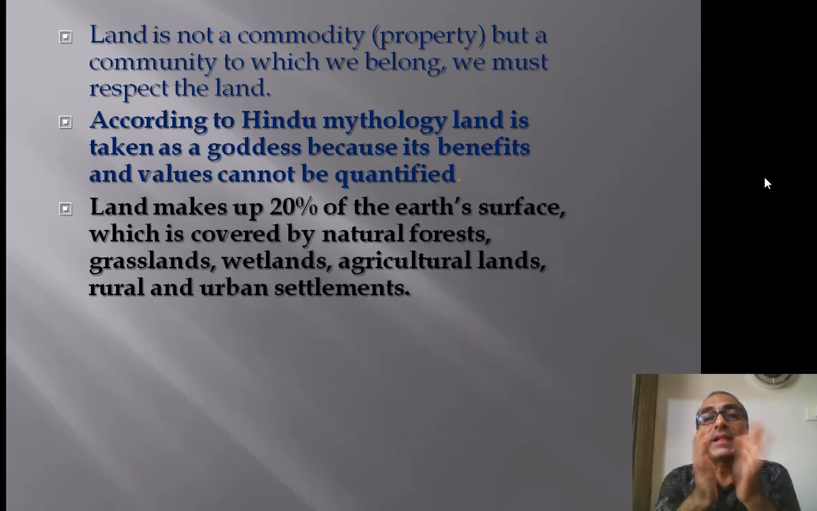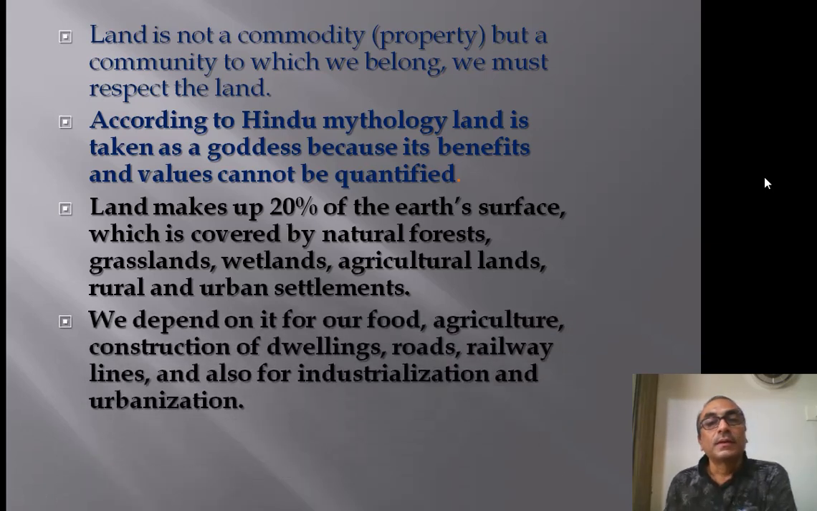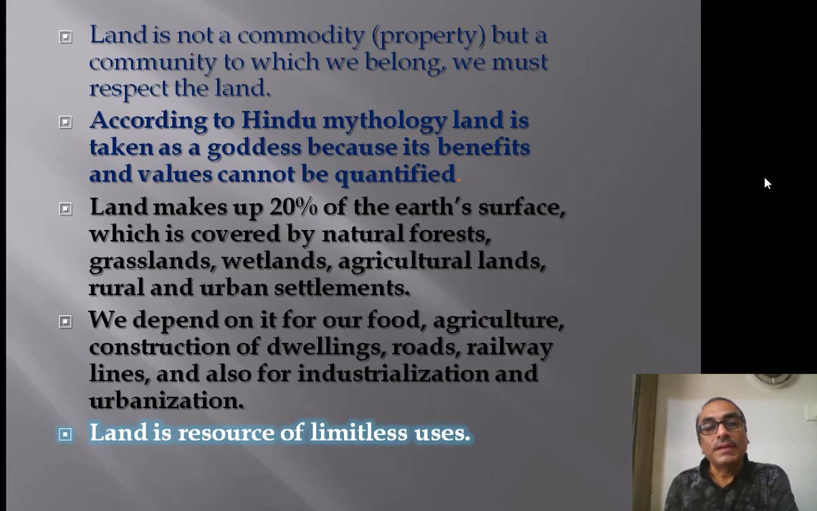Land makes up 20% of the earth's surface, which is covered by natural forests, grasslands, wetlands, agricultural lands, and rural and urban settlements of human beings. All that together contributes about 20% of the earth's surface, and that is the land which we have to conserve and protect. We depend on it for our food, agriculture, construction and dwelling, roads, railway lines, industrialization, urbanization, whatnot. All our activities are on the land itself. So we are very much dependent on this land resource. Land is a resource of limitless uses.